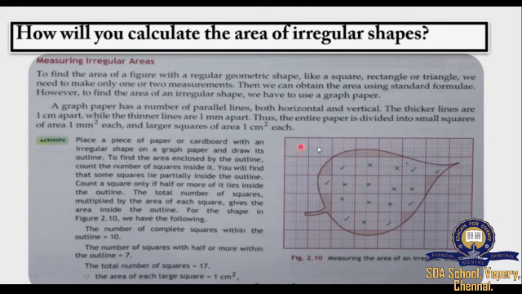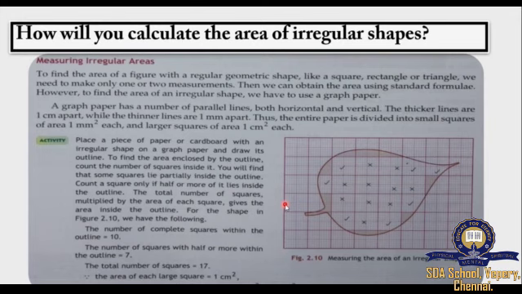Thus, the entire paper is divided into small squares of area 1 millimeter square each, and large squares of area 1 centimeter square each. Place a piece of paper or cardboard with an irregular shape on a graph paper and draw its outline. To find the area enclosed by the outline, count the number of squares inside it. You will find that some squares lie partially inside the outline. Count a square only if half or more of it lies inside the outline.